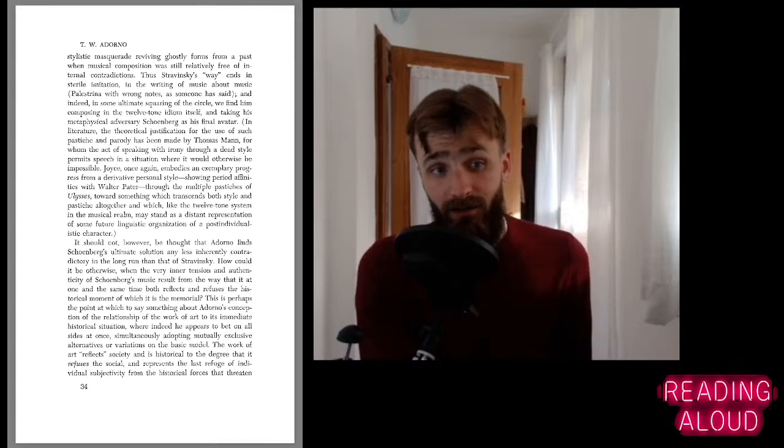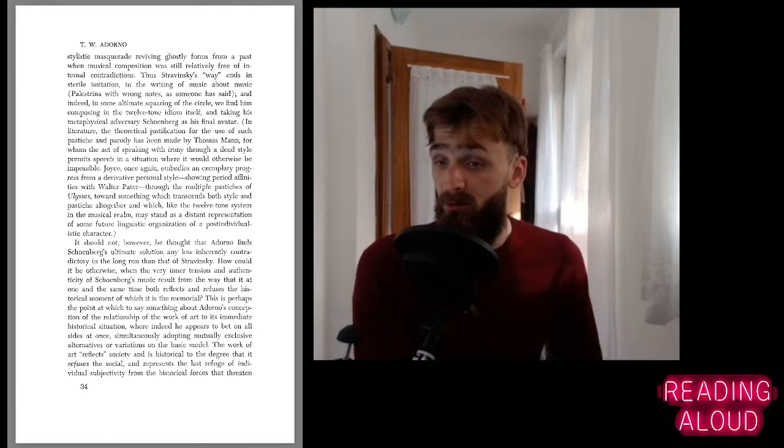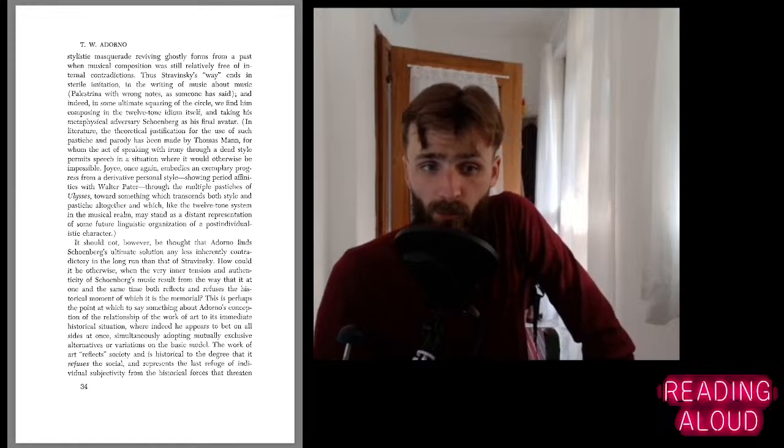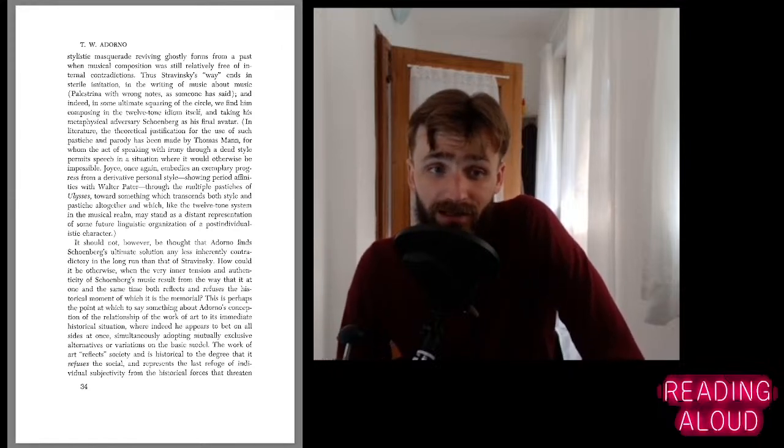Thus Stravinsky's way ends in sterile imitation, in the writing of music about music, Palestrina with wrong notes, as someone has said. And indeed, in some ultimate squaring of the circle, we find him composing in the 12-tone idiom itself, and taking his metaphysical adversary, Schoenberg, as his final avatar.